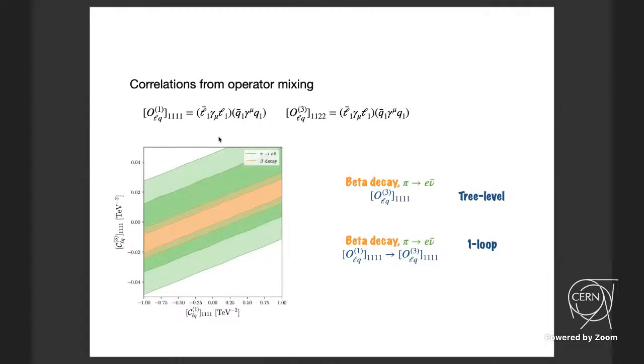Similarly, we look at correlations between LQ111 and LQ1122. LQ3 gives a tree-level contribution to the beta decay, but LQ1 contributes at one loop. So if you put them together in the plane and apply the beta decay and pi to l nu constraint, this is correlated. But you see the constraint on LQ3 is much stronger as compared to LQ1, of course, because this contributes at tree level and this contributes through operator mixing at one loop. So this constraint on LQ1 is roughly one to two orders weaker. But it's interesting that it can contribute. It all depends on your new physics model, what kind of size you generate in your model.